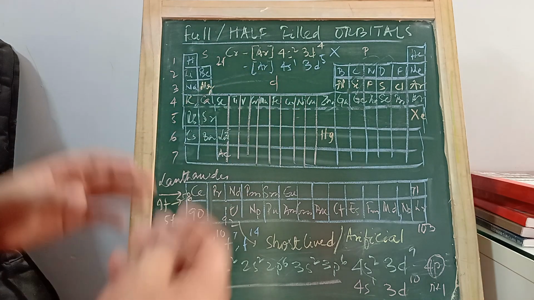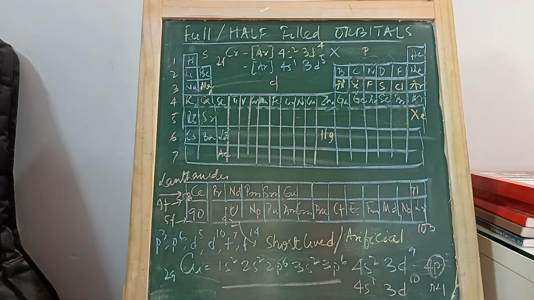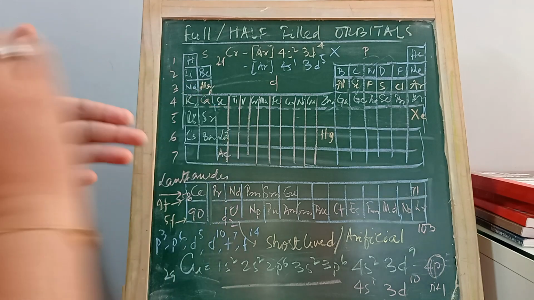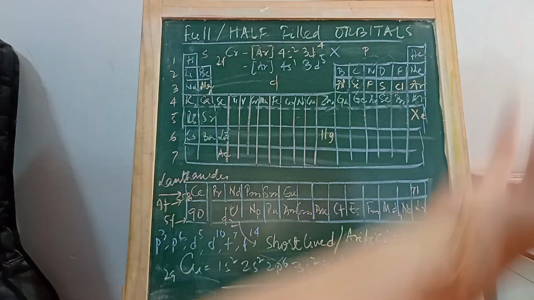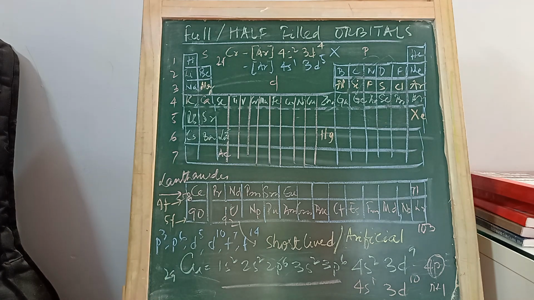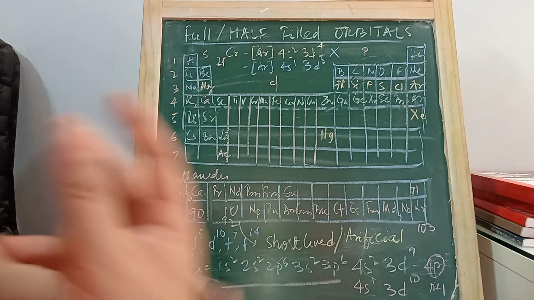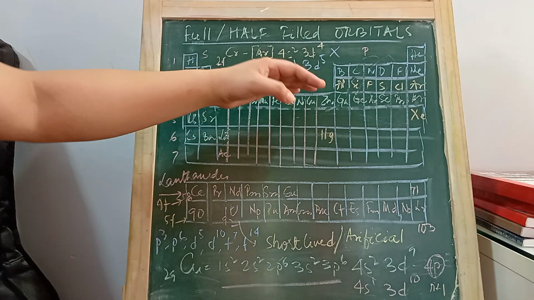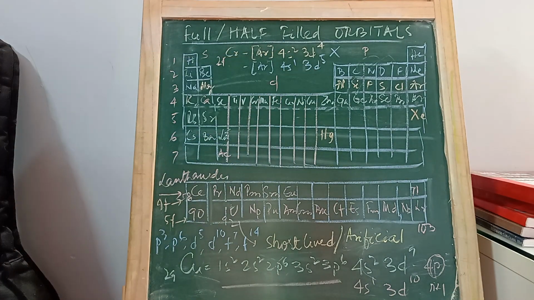Why? Because the general rule is that half-filled or fully filled orbitals have extra stability. They have lesser energy. Everything in the universe tries to have less energy. Less energy means more stability. So the half-filled d orbitals are more stable.